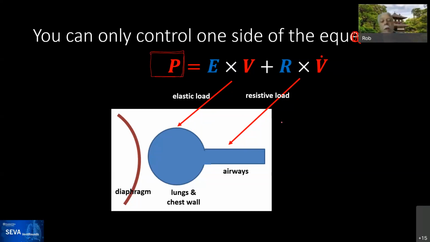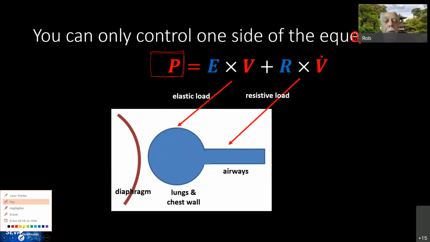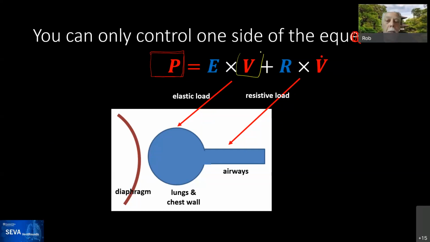Or if we control the other side of the equation, there's two things over there. That means we have to preset both the tidal volume V and the inspiratory flow V dot. And therefore the pressure on the left-hand side becomes dependent on the mechanical properties of resistance and elastance.